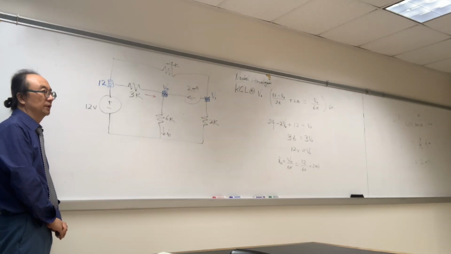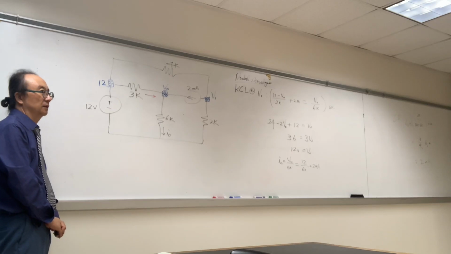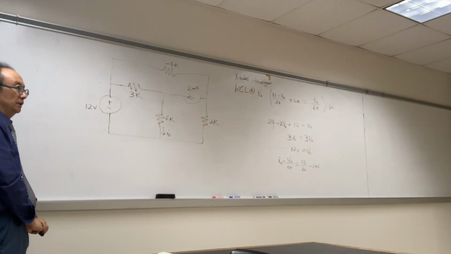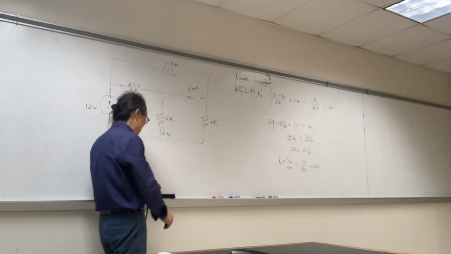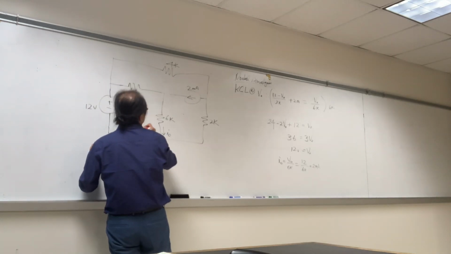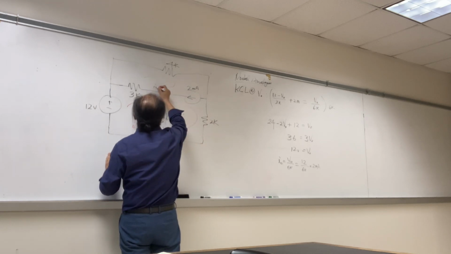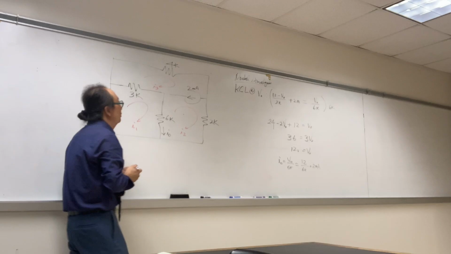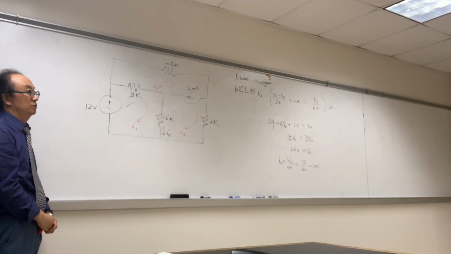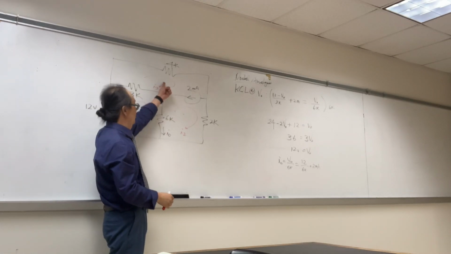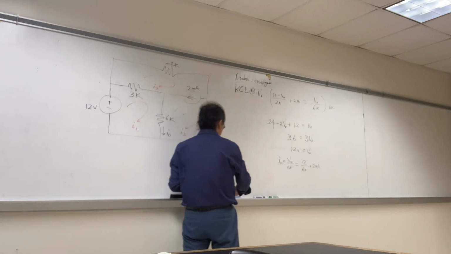Always you can check your answer using different method. Now, mesh analysis. Okay, let's do the mesh analysis. It's a super mesh. Let's do that. We're gonna have I sub 1, mesh current. Here's I sub 2, mesh current. I sub 3, mesh current. 2 milliamp, the current source in between two mesh current. So we need to do super mesh.